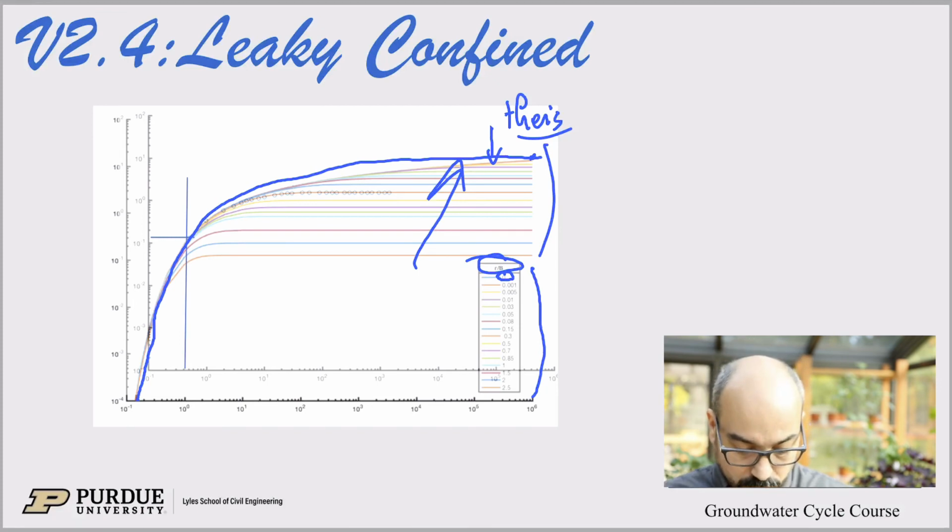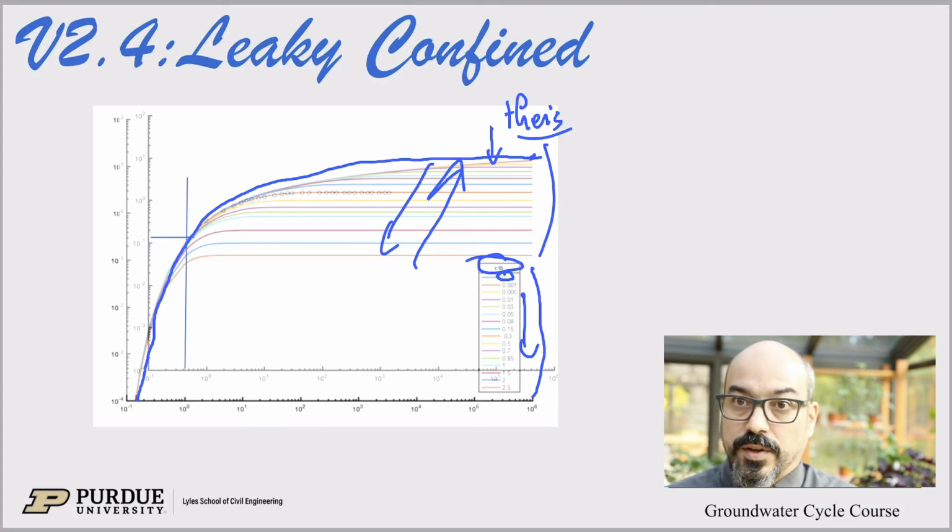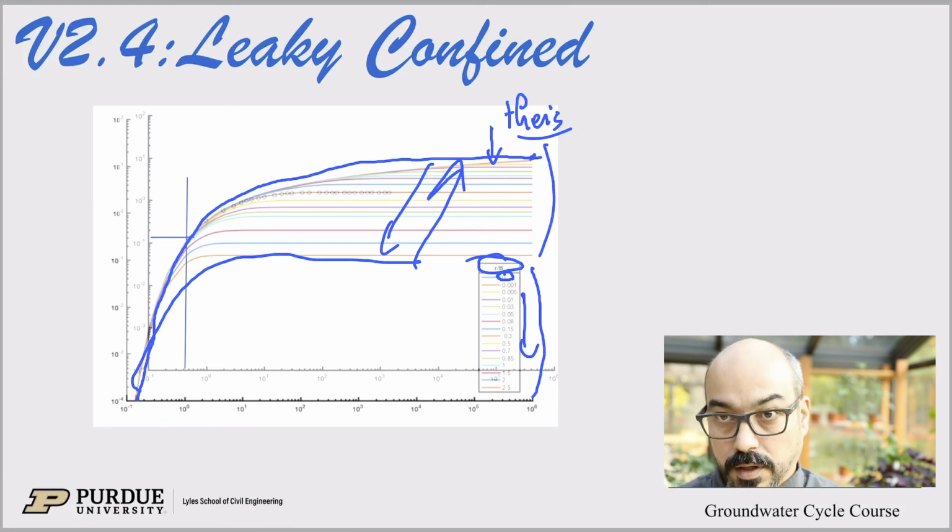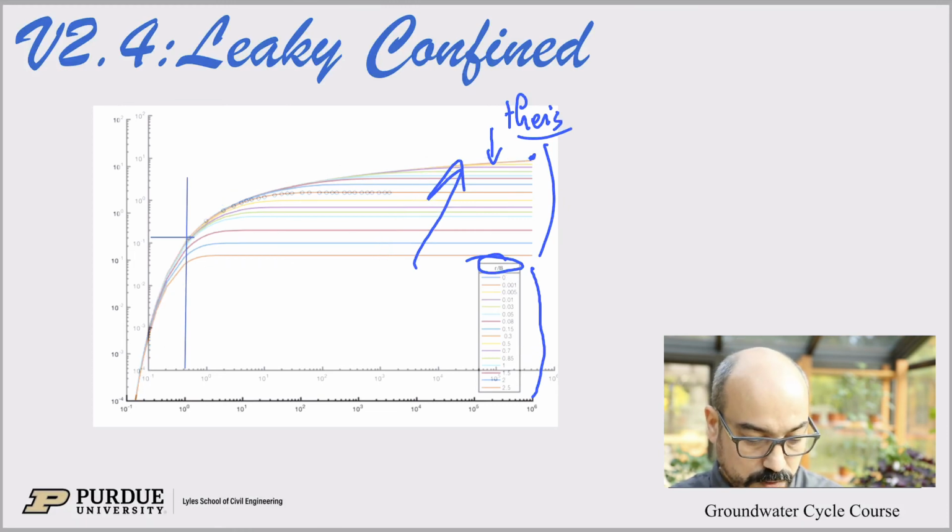And then as R over B increases, going down this way, there's more and more leakage, so sooner and sooner we reach that equilibrium because there's more and more water coming into our confined aquifer and compensating for our pumping. Okay, so this is really how you should read this.